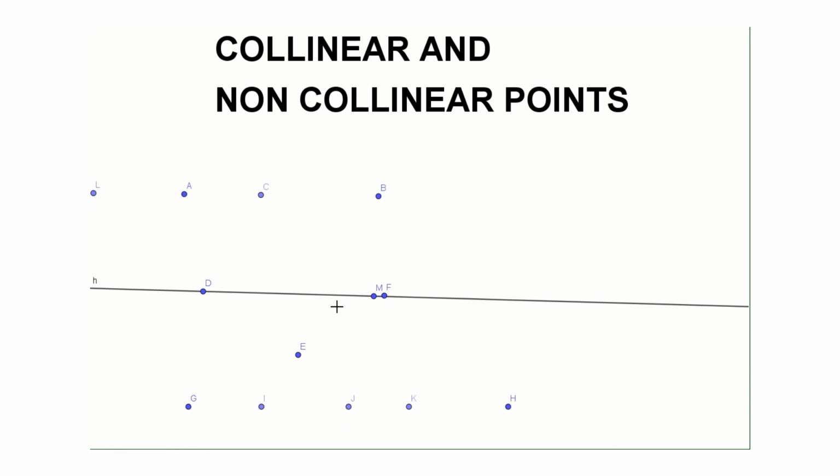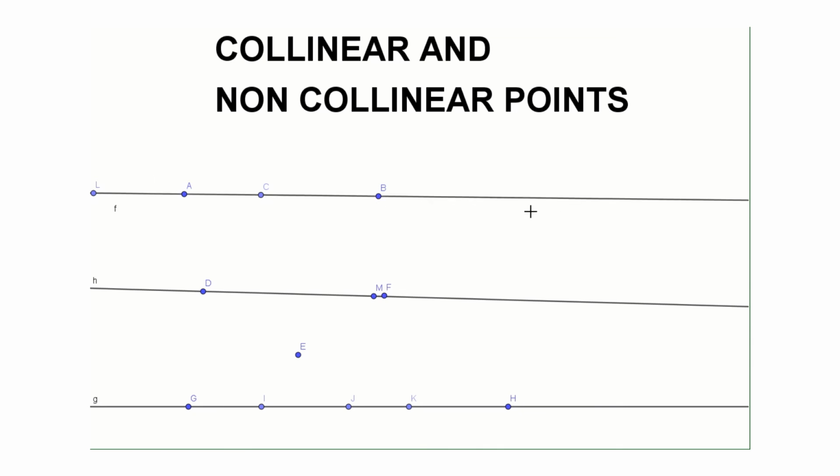In fact, I got another point M here. These points D, M and F are collinear. Now let us see whether these points G, I, J, K, H are collinear or not. For that, let me try drawing another line. Yeah, this line g passes through G, I, J, K and H. So all these points are collinear because a single line passes through all these points. This D, E, M, F, they are not collinear because E is not on this line. I hope this is clear to all of you.